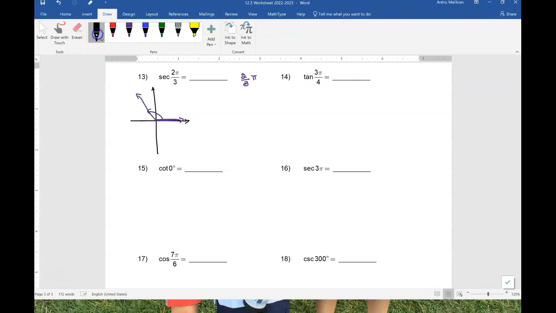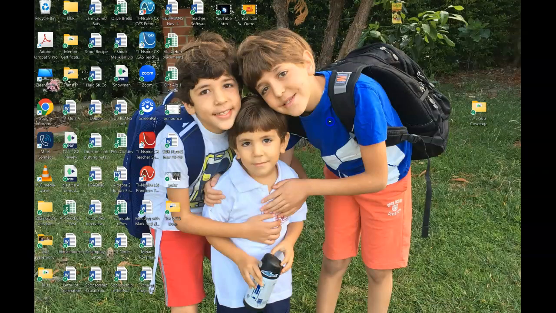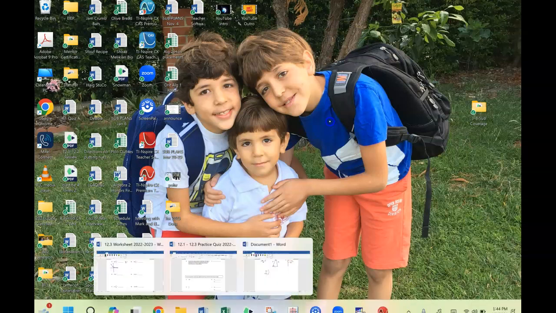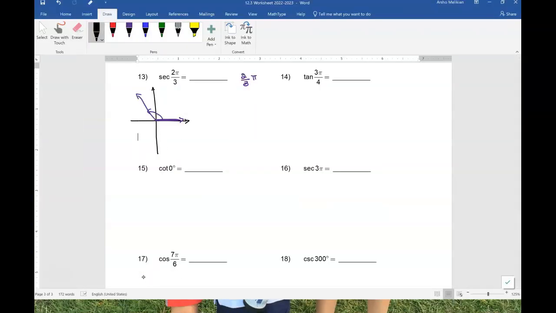All right. Before I do anything on this page, I'm just going to go through and draw all of these. So here, I have my initial side.